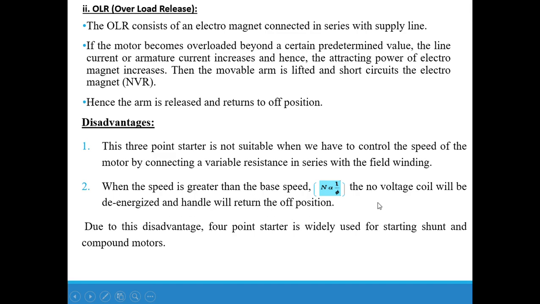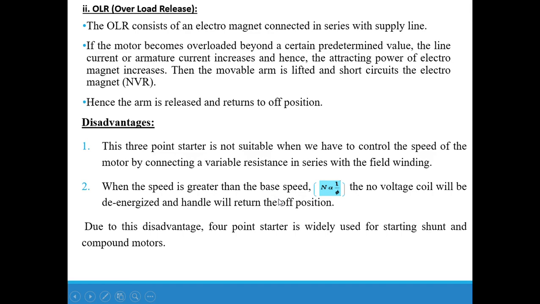The reason, all of you know well about the relationship between speed and flux. Speed and flux are inversely proportional. If flux is increased, speed value will be reduced. But if the value of flux is reduced, speed value will be increased. When speed is increased greater than the base speed, the no voltage coil will be de-energized because of the OLR coil. So the handle will return to the off position.